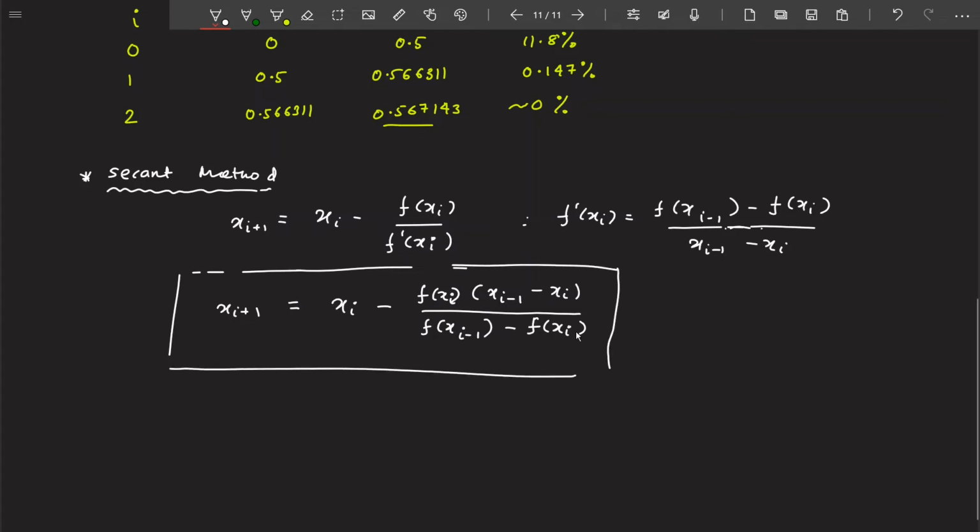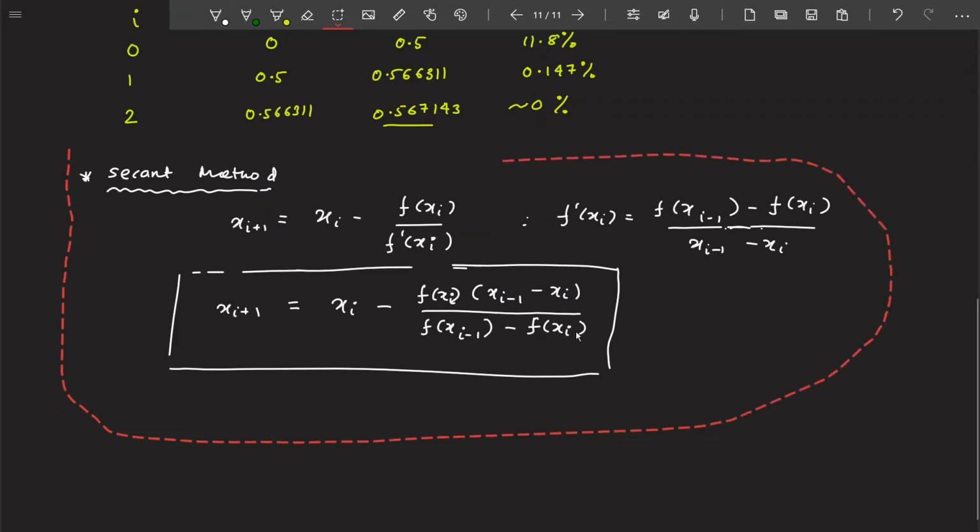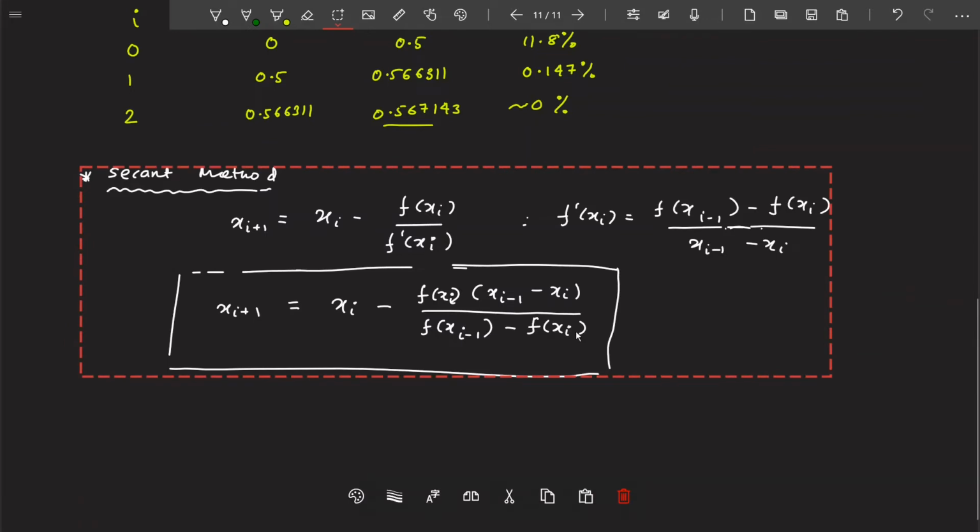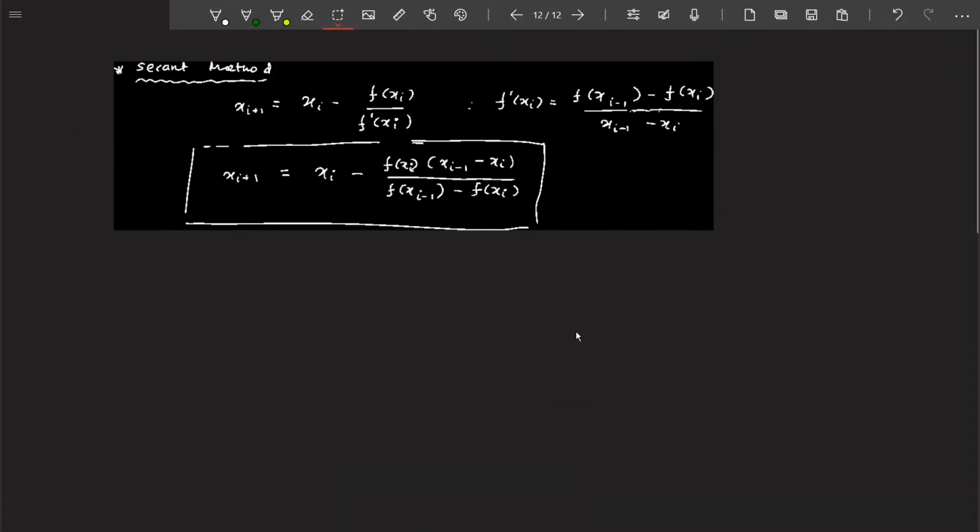So this is the formula for your secant method. We'll use this formula for finding the root of the same problem. Okay, let me copy this to the next page and paste it here.